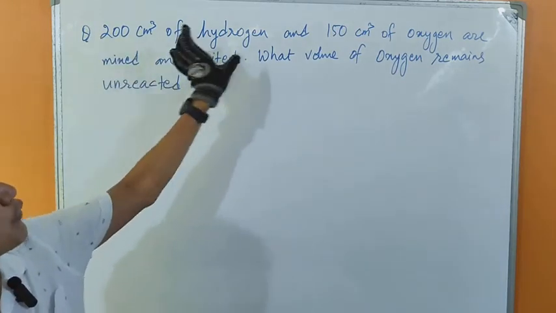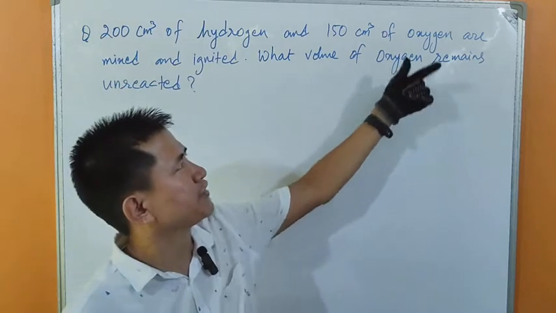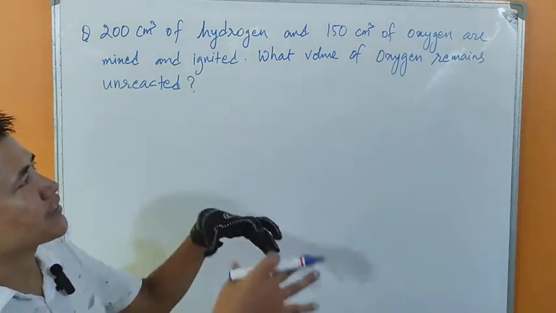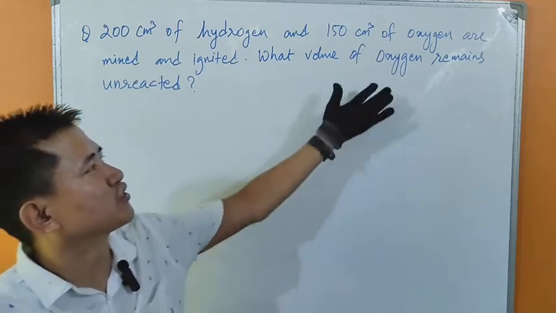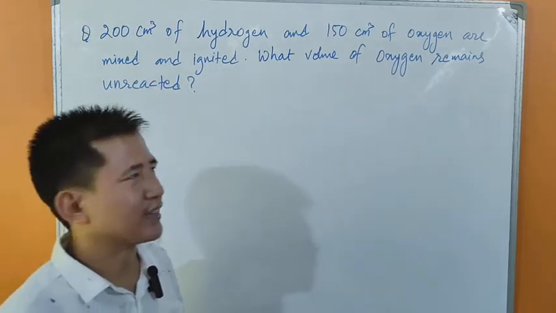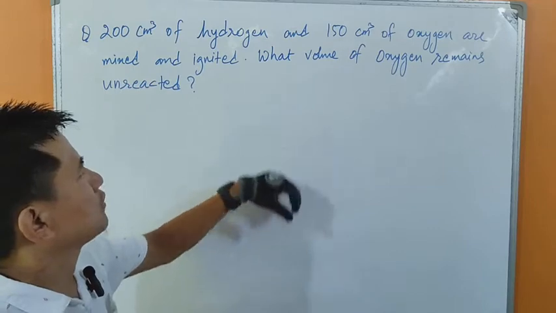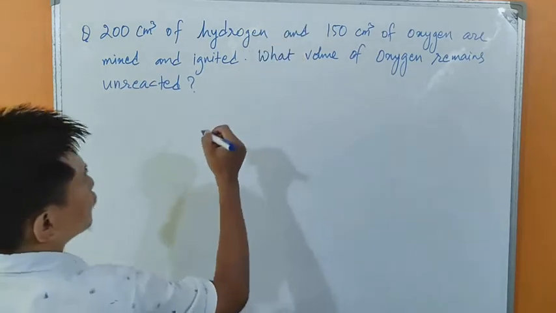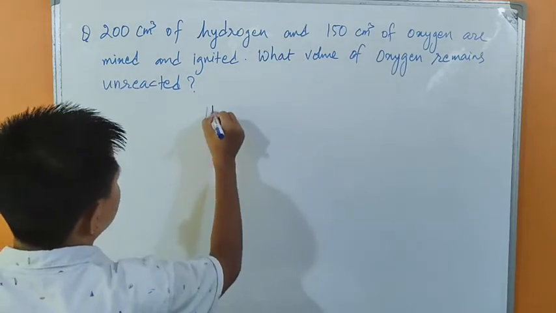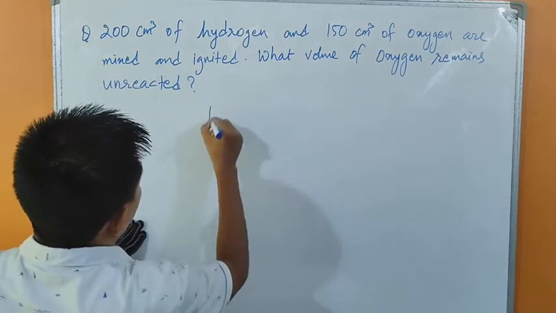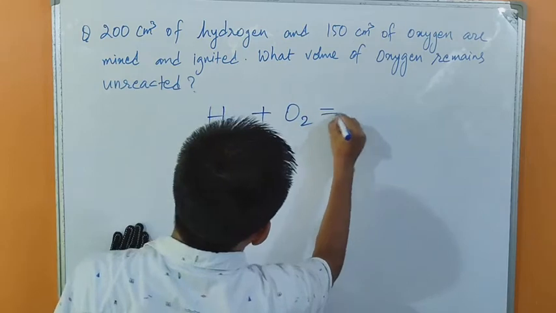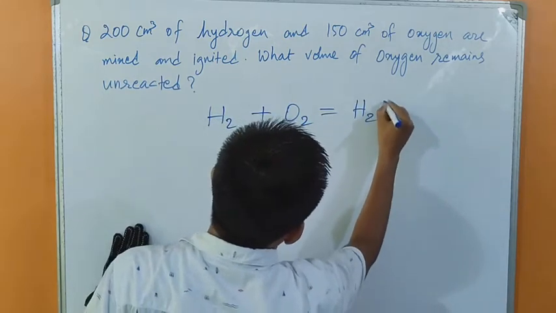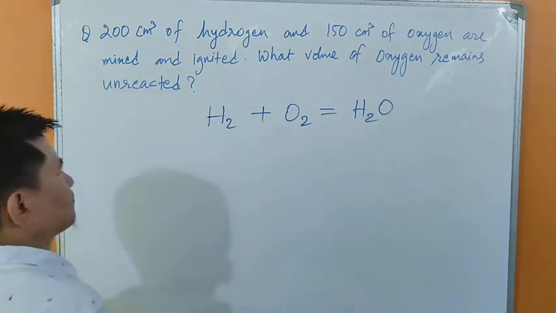We have 200 cm cube of hydrogen and 150 cm cube of oxygen. Both are mixed and ignited. Now the chemical reaction occurs and how much oxygen is left unreacted? That is the question. Let me solve this, okay? Let us first write the chemical reaction. Hydrogen reacts with oxygen to produce water, H2O, or water vapor, you can see.